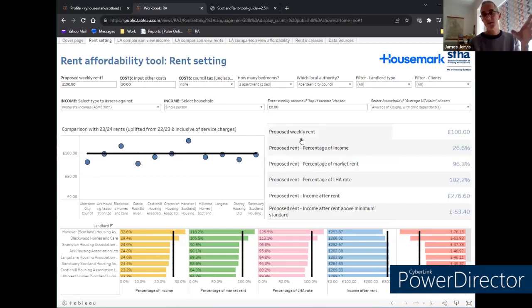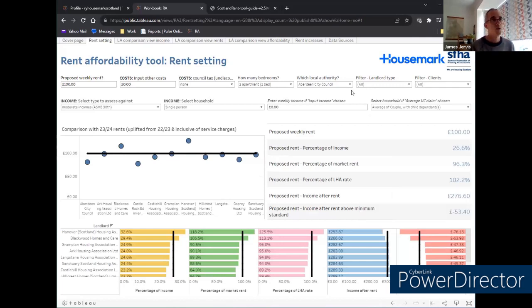So once you've got the income, once you've put in the costs, then it's a case of, well, how does that relate to income? So the first measure is percentage of income. So I've put in a proposed rent of £100 here. So it looks at the income, it looks at the costs, and then works out. It's roughly about a quarter of income is spent on rent. For an absolute affordability value, then we can look at the amount of income after rent. So how much income have you got left once you've paid that proposed rent?